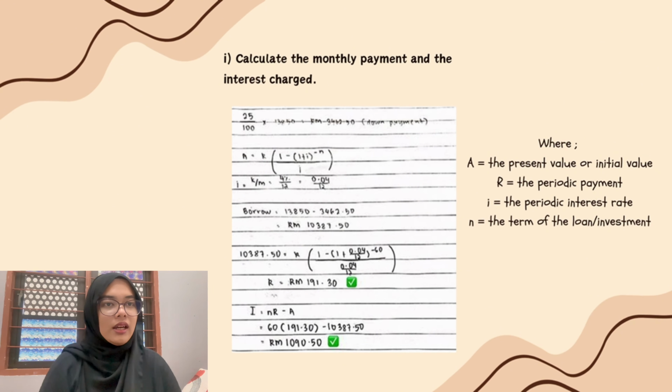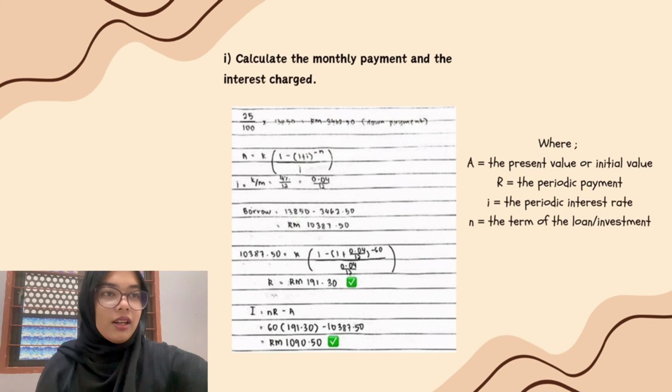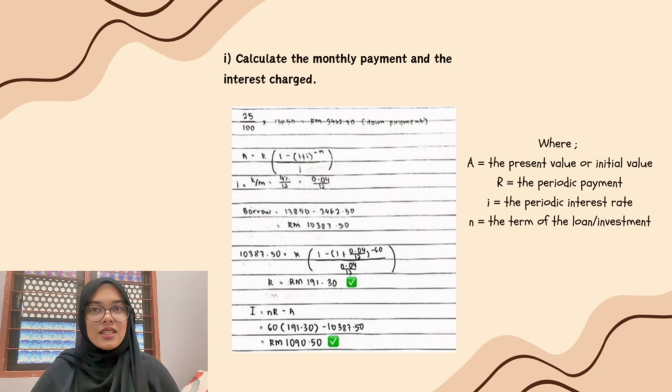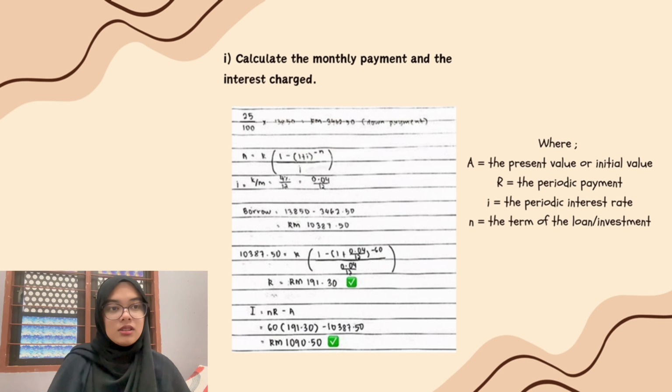Okay, and now we can enter all the information in the formula, where A is the price of point unknown borrow, which is RM 10387.50 equal to R in bracket 1 minus in bracket 1 plus 0.04 per 12 close bracket to the power of negative 60 division 0.04 per 12 close bracket. And now we got the answer R, which is the monthly payment that point unknown can pay every month, is RM 191.30.